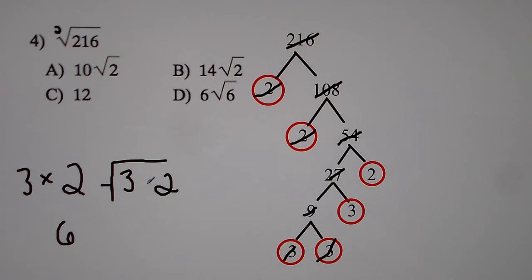Now when we also have multiple numbers on the inside, we multiply those two numbers together. So the outside stays on the outside, the inside stays on the inside. 3 times 2 will get us 6 on the inside. So we have 6 radical 6. So 4 is D.